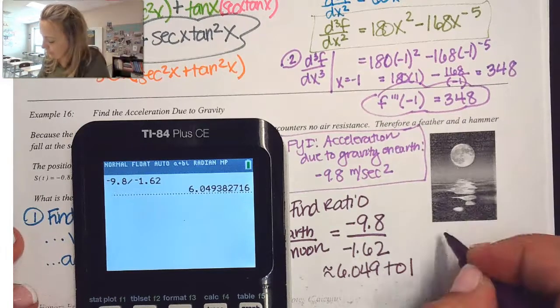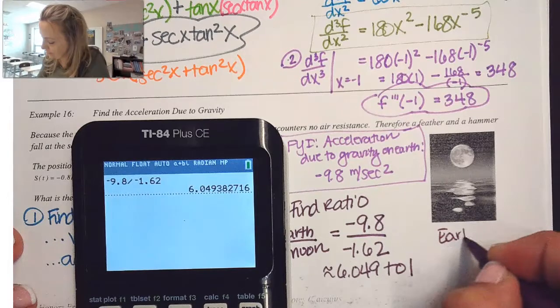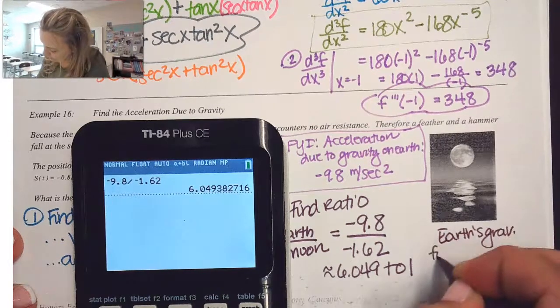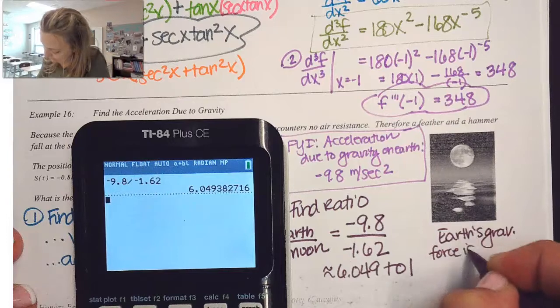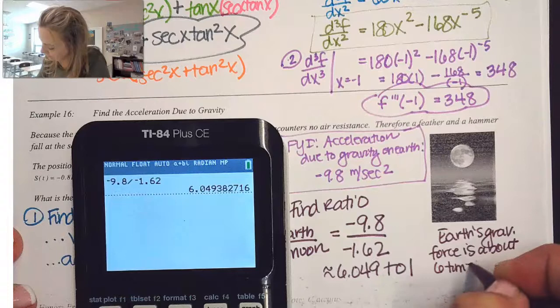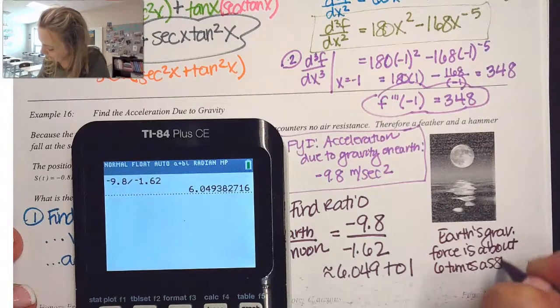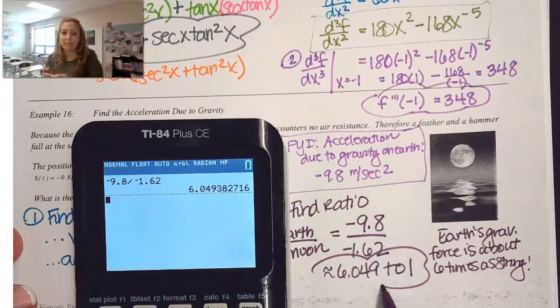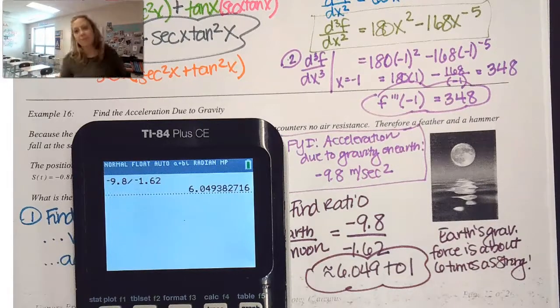So that means that Earth's gravitational force is about 6 times as strong. That would be our ratio, about 6.049 to 1. And again, that means it's about 6 times as strong, the Earth's gravitational force.